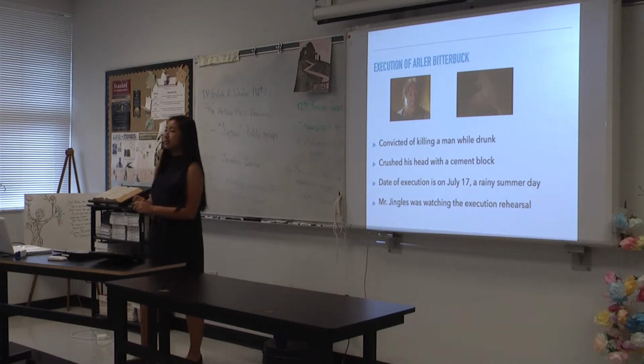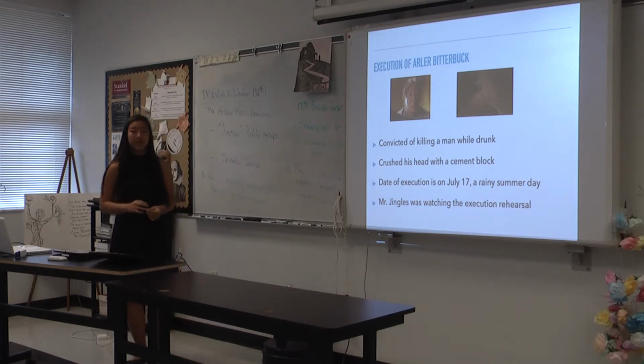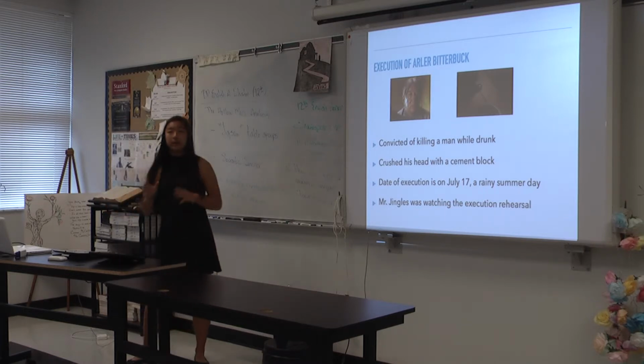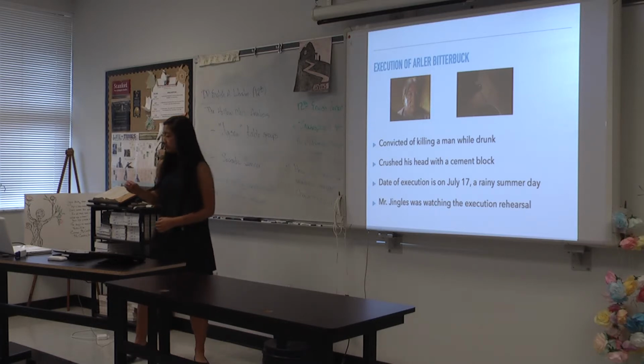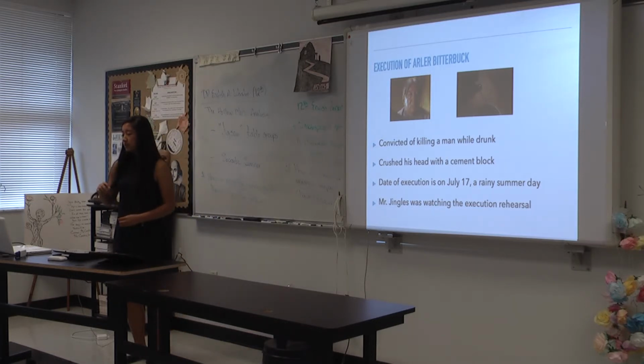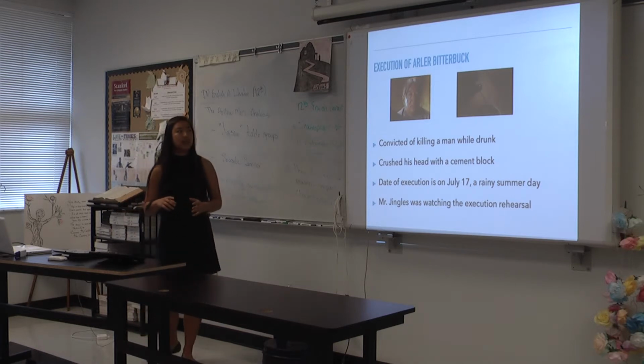His date of execution was on July 17th on a rainy summer's day. And you also notice that the little tiny motif that's used in this is the weather during these executions. It's usually harsh, rainy, never sunny. And Mr. Jingles was watching his execution rehearsal, and in the text they mentioned he had his oil-drop eyes again.